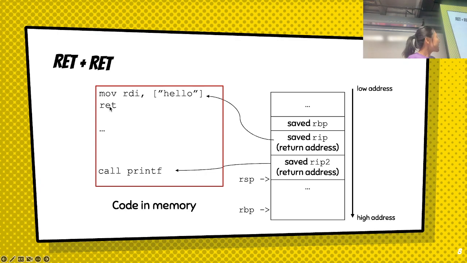Keep in mind that right now our RSP is already pointing to this location. Because of this return, it will consider this location as the second return address, and then it will execute call. By the time it executes call, the RSP will point to the next place. Does this make sense? Cool, this is very nice.